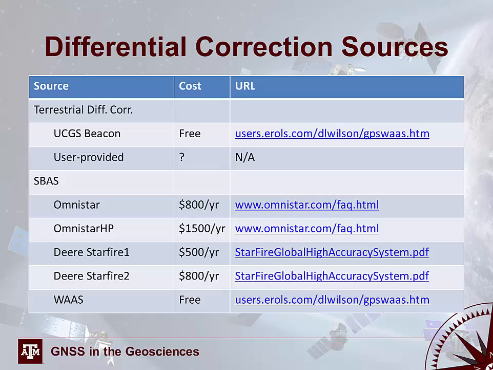And that's going to depend on whatever model, however old it is, you choose to go with, if you even have one available. There's also SBAS, remember space-based augmentation systems, such as OmniStar, OmniStar HP, Deere StarFire 1, Deere StarFire 2. You can see the cost of those is anywhere from $500, $800, up to $1,500 a year. Those are commercial systems. WAAS, remember, is also an SBAS, but it's completely free.